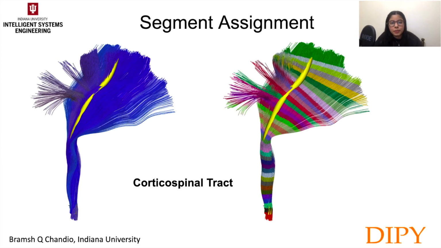Here is an example of a CST bundle where we have visualized the centroid in yellow, and this is the bundle. Here we have divided it into 40 segments, and we can see how it looks.